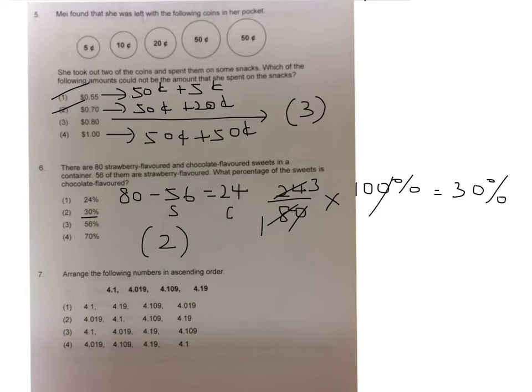Okay, question 7. Arrange the following numbers in ascending order. Descending is biggest to smallest, so ascending is small to big. Alright, so the smallest number here would be 4.019. So this one we can cancel already. After 4.019 would be 4.1. So this one can cancel. So question 7, my answer is 2.